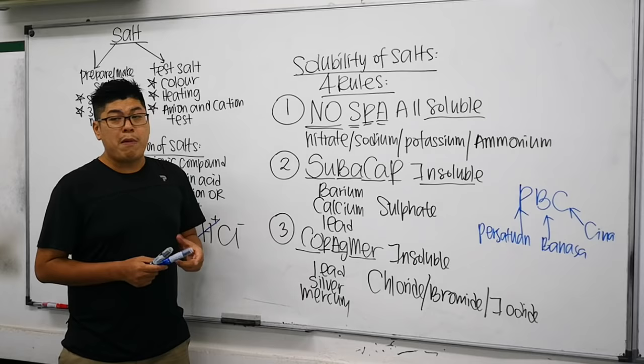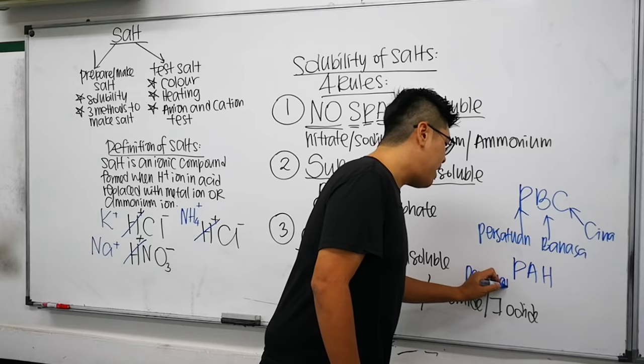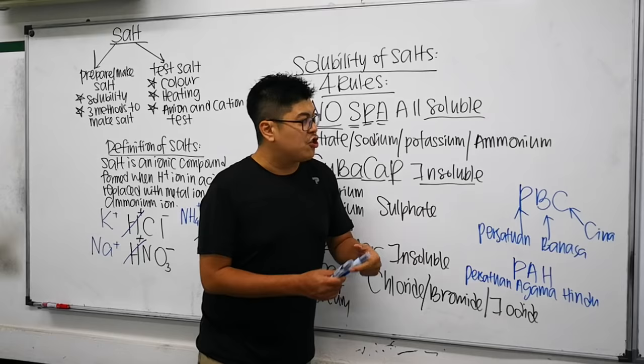Again, nothing wrong. It's just that some schools ask you to memorize PAH. P, they call it persatuan. A is agama. H is Hindu. Persatuan agama Hindu. Alright? P stands for black, A stands for silver, H is Hg, which stands for mercury. Understand? No problem.